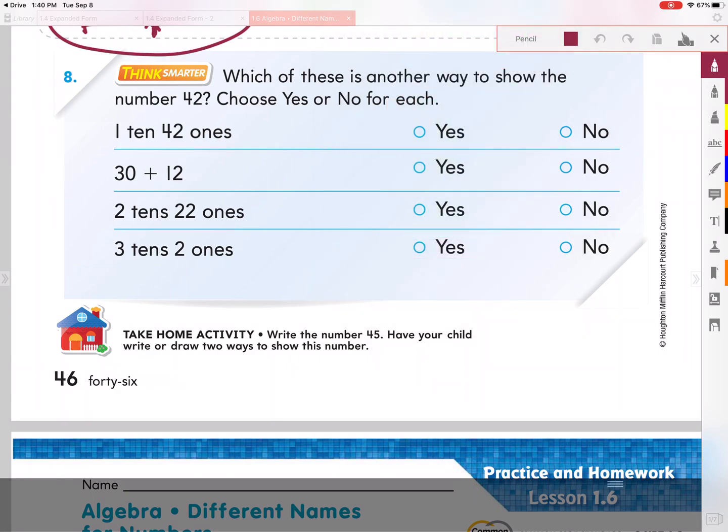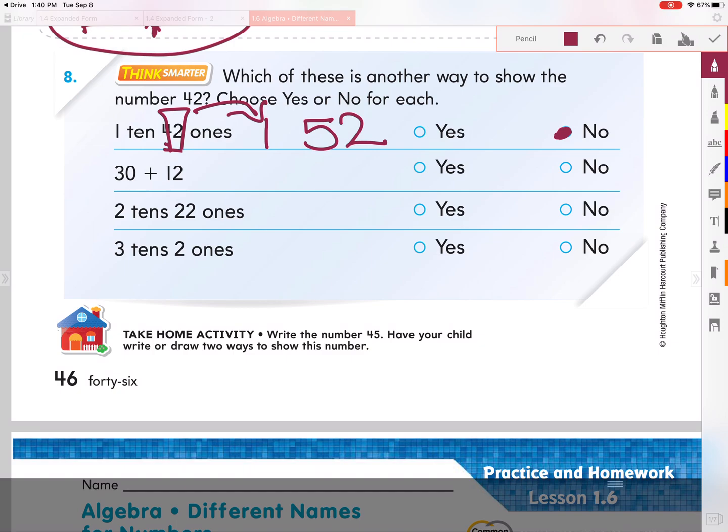Which of these is another way to show the number 42? Choose yes or no. Is 1 ten and 42 singles going to be 42? No, it's too much. 40, because you're taking 42 and going up a rod. That's going to give you 52. What about 30 plus 12?